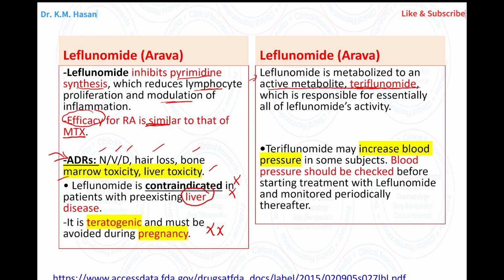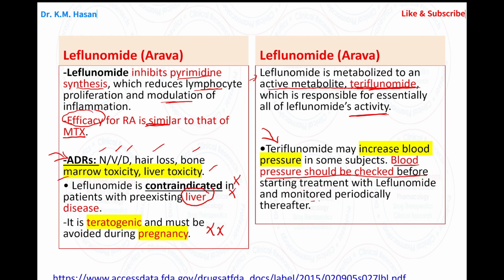Teriflunomide is the active metabolite and is responsible for the activity of leflunomide. So the step responsible for activity of leflunomide is the metabolism in the liver to the active metabolite called teriflunomide. What happened with this active metabolite? They found teriflunomide increased blood pressure in some patients. Therefore, we need to monitor blood pressure in this patient before the treatment, during treatment, and so on.